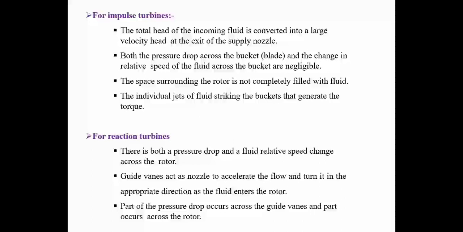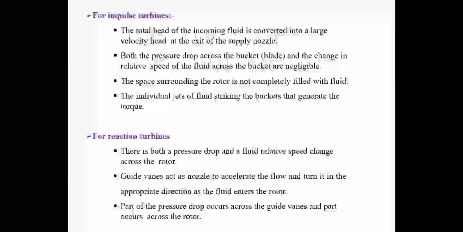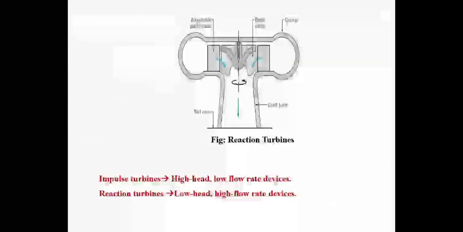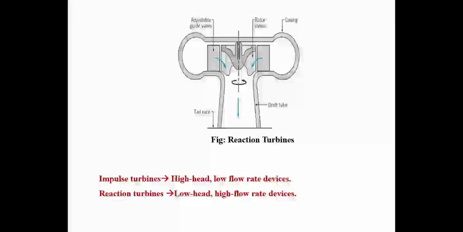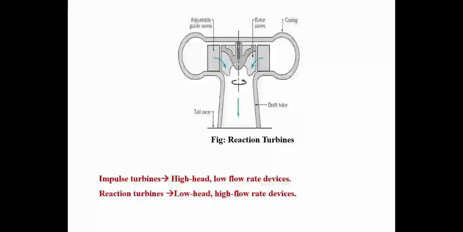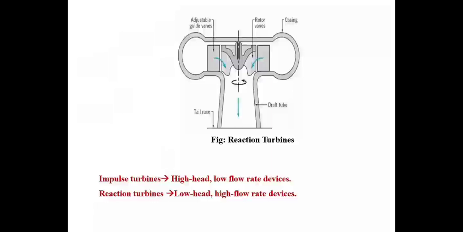There are two different types of turbines, impulse turbines and reaction turbines. You can read this. It is not very important, but you should read all of it. Impulse turbines use high head and low flow rate, and reaction turbines are low head and high flow rate devices. Examples are also given in the earlier slides.